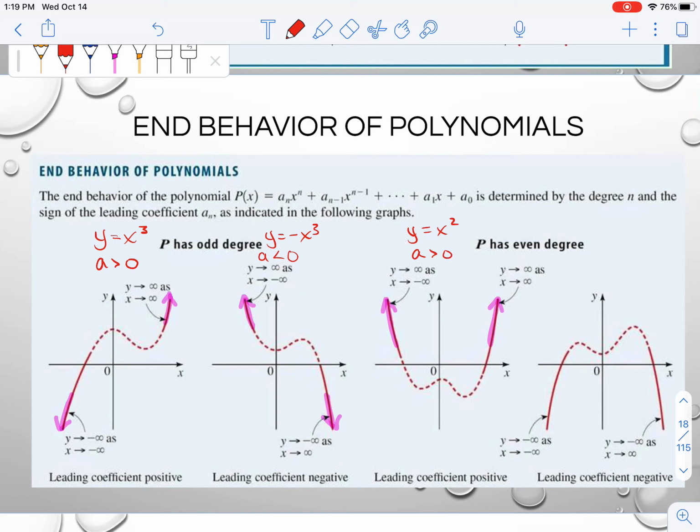If we have an a value that is negative, then you're going to think y equals the opposite of x squared. It's going to flip upside down, and on the left and right, both endpoints are going to be going in the downward direction. Okay, again, end behavior doesn't tell me what happens at either or any of these intercepts. It just tells me what's happening on the end, essentially as my x values go toward positive and negative infinity. Okay.